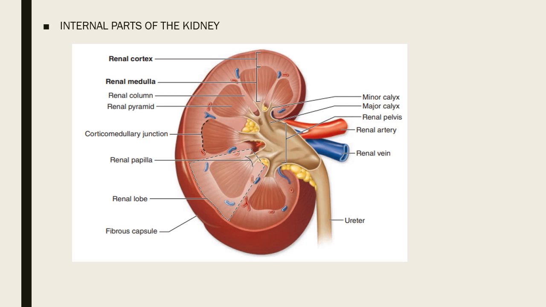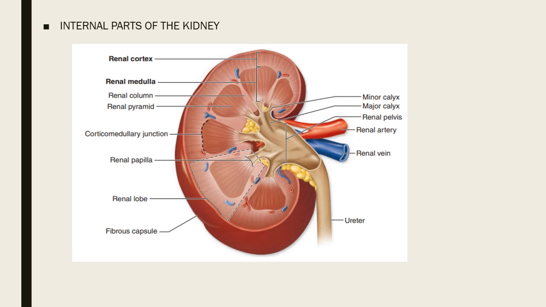Also under that you have your minor calyx, your major calyx, and then your renal pelvis. Your major calyx will form your renal pelvis, and from your renal pelvis you have the ureter. Of course, your ureter is not part of your kidney, but it is still part of your urinary system.